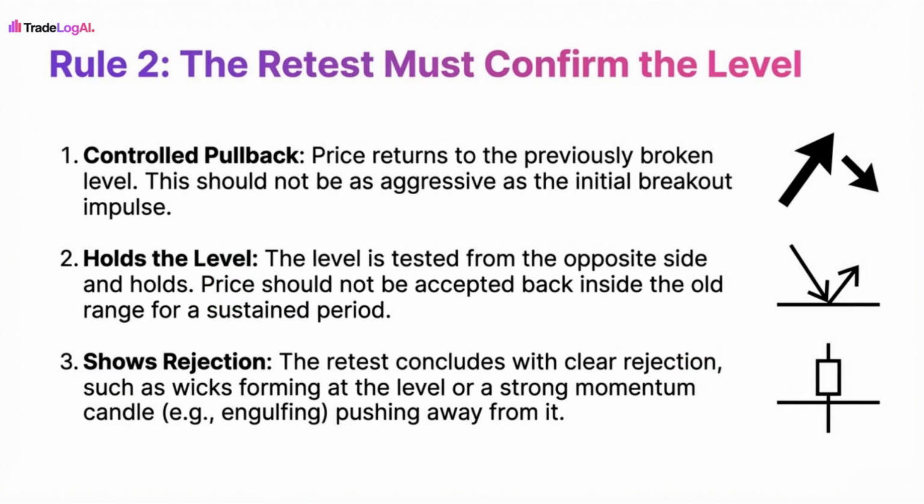A valid retest is not chaos. It's controlled. Price returns to the broken level without an aggressive reversal impulse. Then it must hold. Price should not get accepted back inside the prior range for a sustained period. And the retest must end with rejection. Wicks at the level or a strong momentum candle pushing away. Proof that the level is defended.